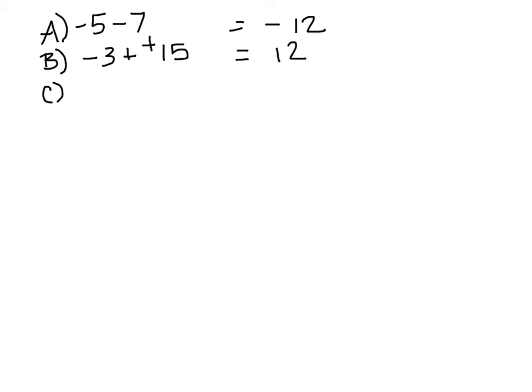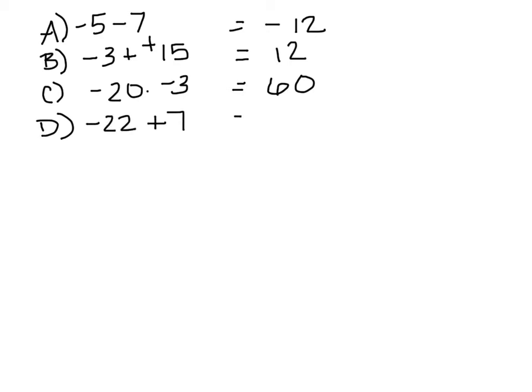C, -20 times -3, which gives you a +60. D, -22 plus 7, which gives you a -15. E, 35 minus 5 plus 9, which would give you a 39.